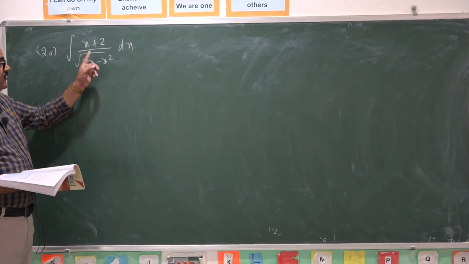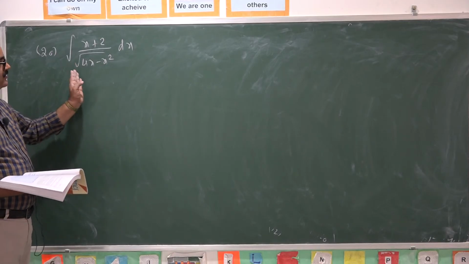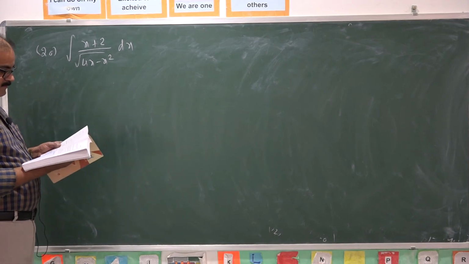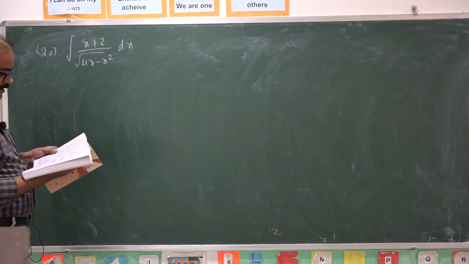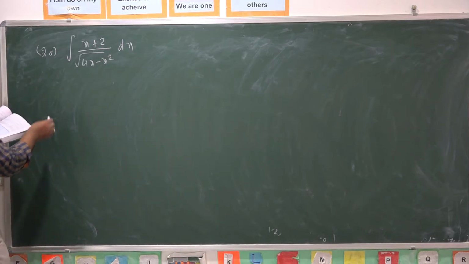You write the linear form is equal to a into d by dx of quadratic form plus b, and on comparing you get the values of a and b. So you do it as homework. Problem 21 is also in the same model.